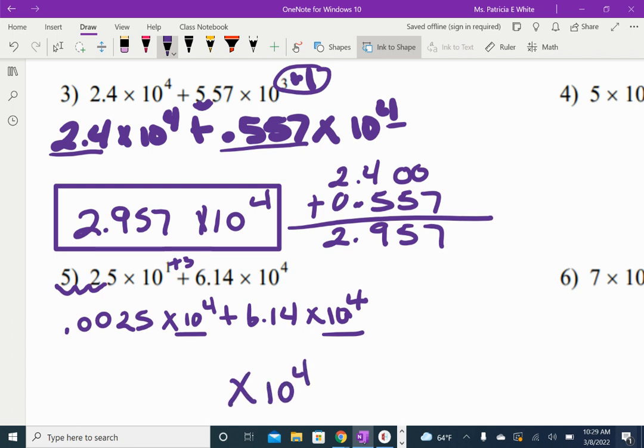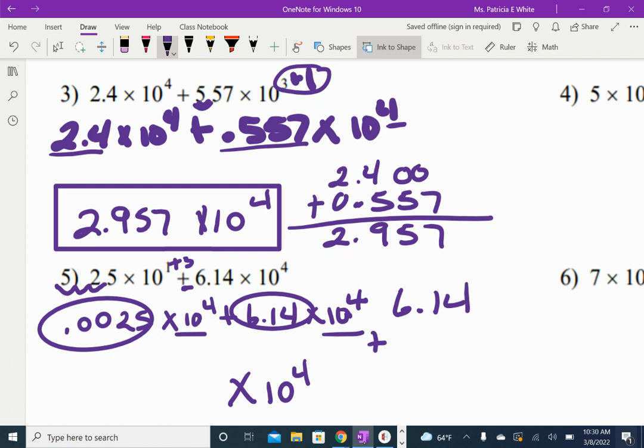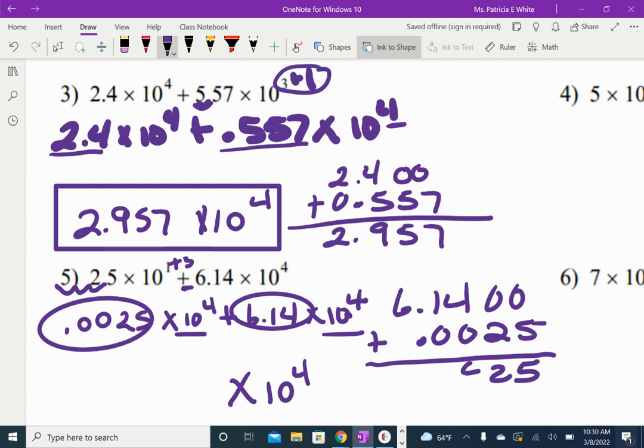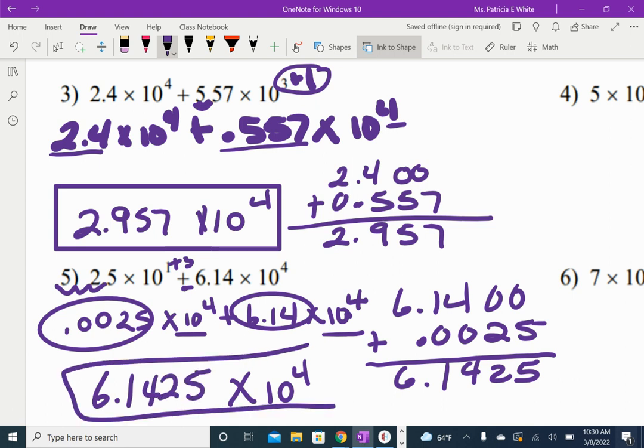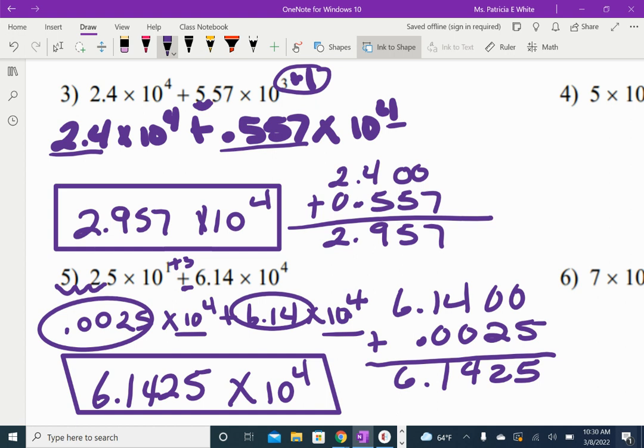Now I have to add my 2 numbers. So 6.14 plus 0.0025. Fill in some zeros. 5, 2, 4, 1, 6. 6.1425 times 10 to the 4th.